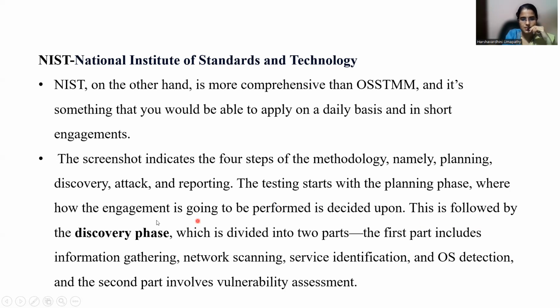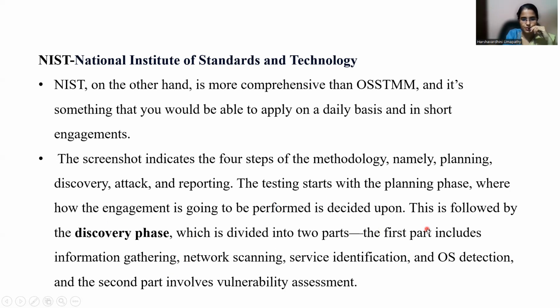And next is the discovery phase, where the discovery phase is divided into two parts. First part is information gathering, network scanning, service identification, and OS detection, where the second part involves only vulnerability assessment. So coming up again, NIST is mainly based on four steps. In that, the discovery phase is divided into two parts.